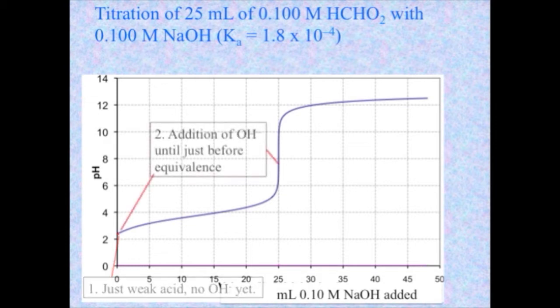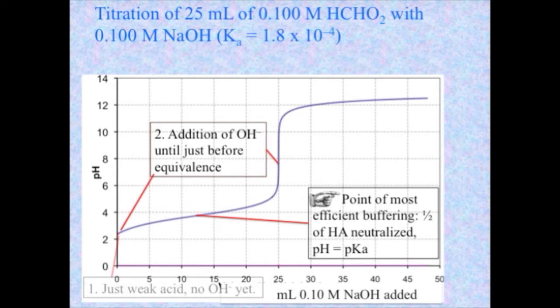The next type of calculation is when we begin to add the hydroxide. In this kind of calculation, we really have two steps. The first is to neutralize a portion of the weak acid with the hydroxide, forming some conjugate base, and then run the calculation based on the amounts of weak acid and conjugate base that we have. So there are really two steps there. First, the neutralization step, and then calculating the pH based on the amount of weak acid and conjugate base.